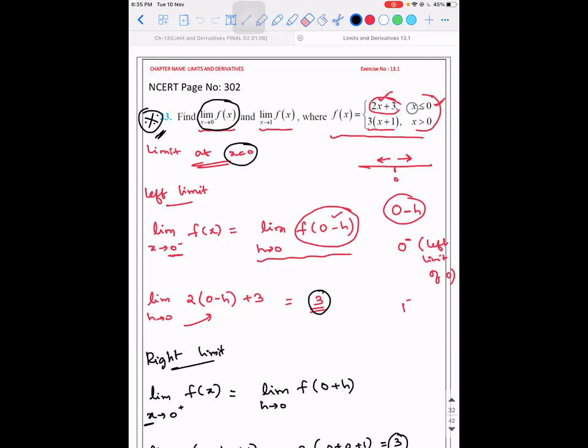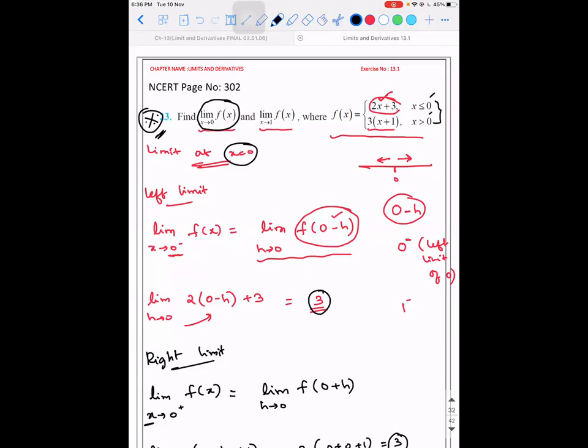Look for the domain, no? At which point is the function broken into two parts? At which point, man? X is equal to how much? At what value of x naught is it broken into two parts? At 0, sir.